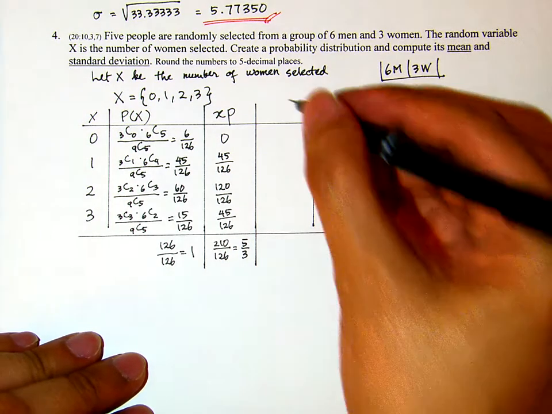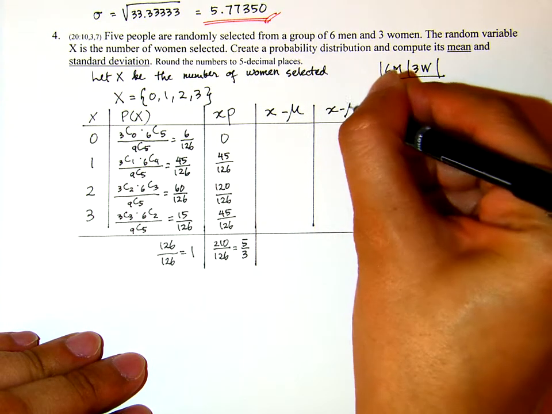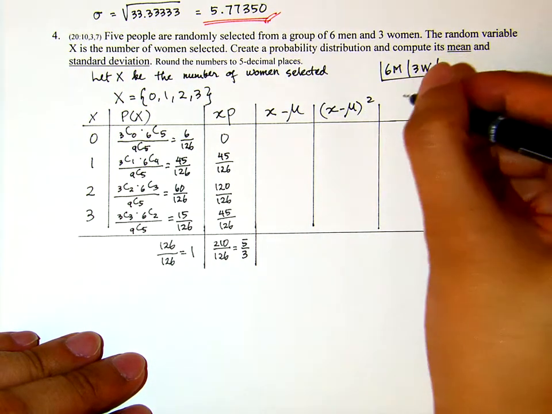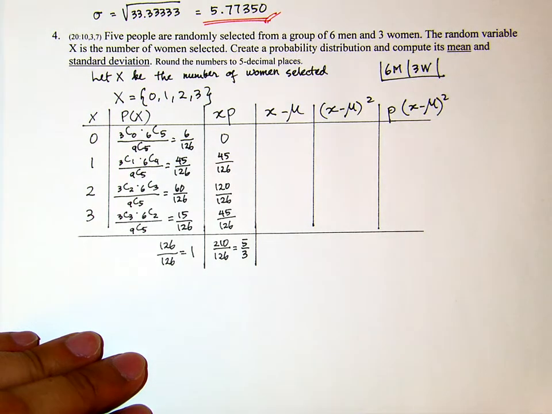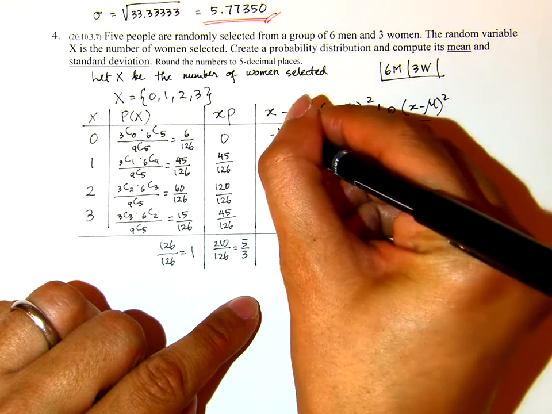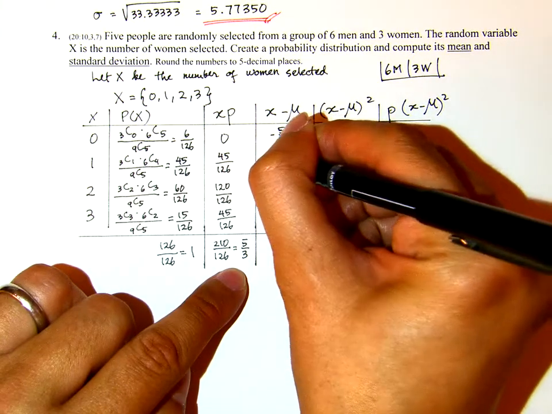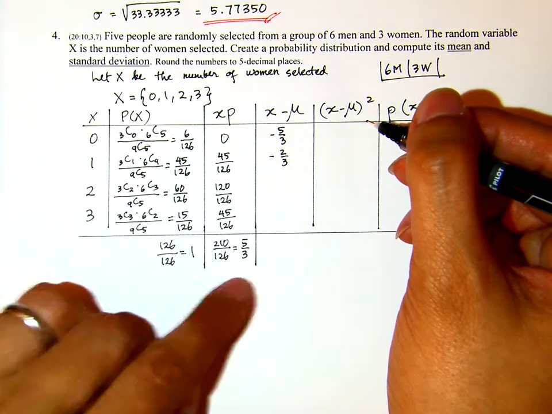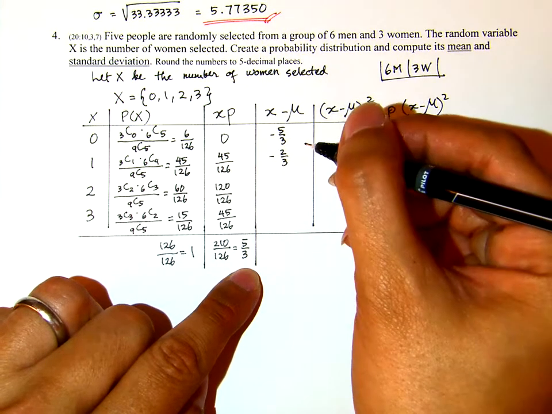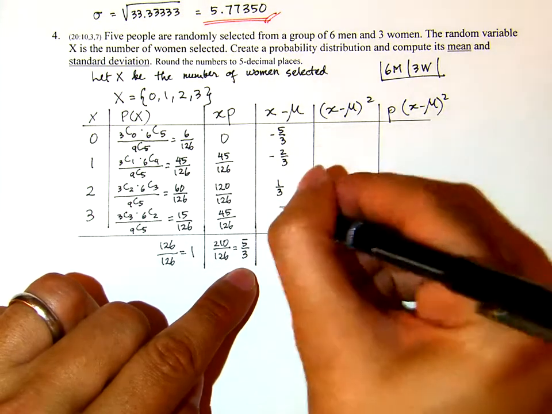Okay, now then I will take the outcome minus the mu, and whatever I get from the difference I will square it, and then I will multiply by the corresponding probability in the last column. Okay, now then 0 minus 5 over 3 is negative 5 over 3. 1 minus 5 over 3 is negative 2 over 3. Okay, 2 minus 5 over 3 is 1 over 3. And 3 minus that, it will be 4 over 3.